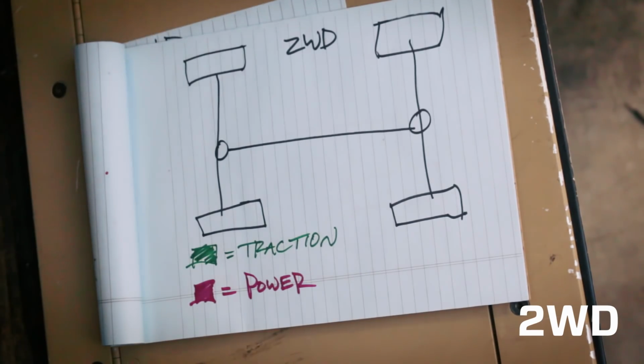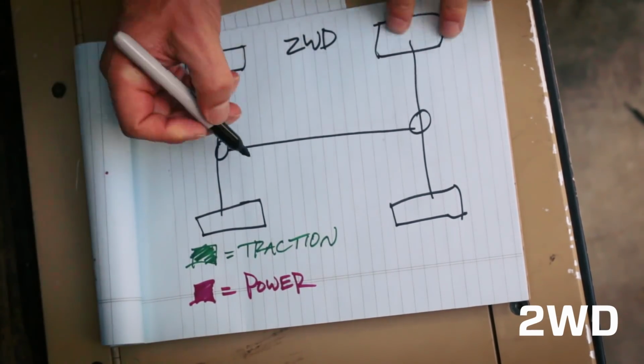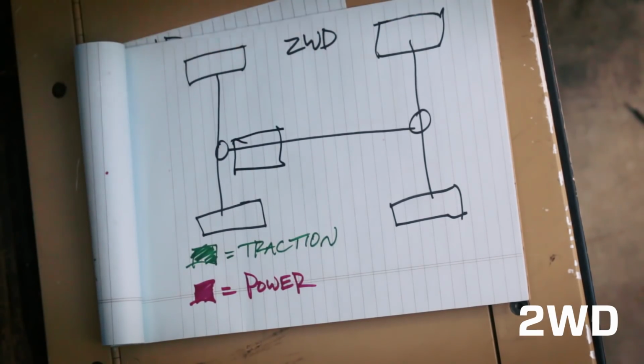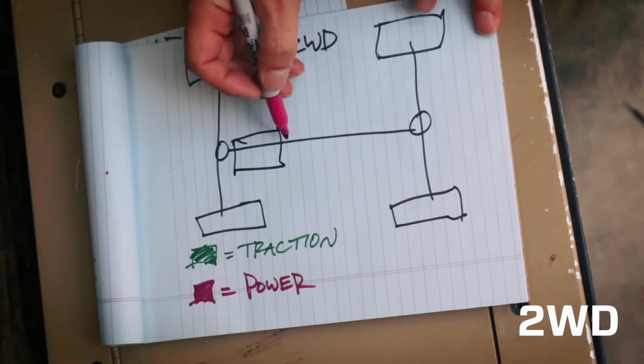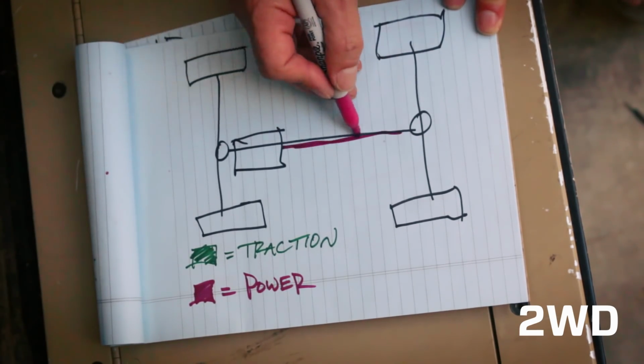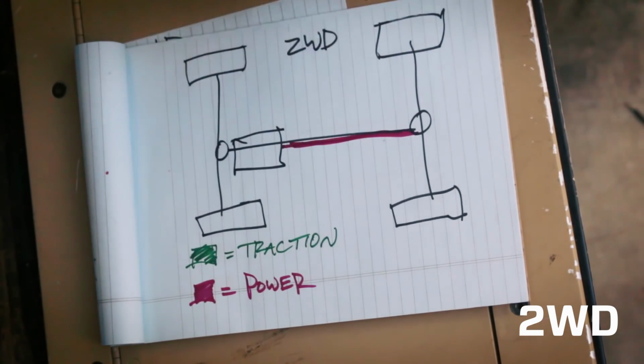On each one of these pictures, here's your motor, or your transmission, whatever you want to call it. A standard two-wheel drive system drives power to the rear axle to a differential, and then that power is distributed to both rear tires. In a perfect situation, both tires have traction, both tires get power.